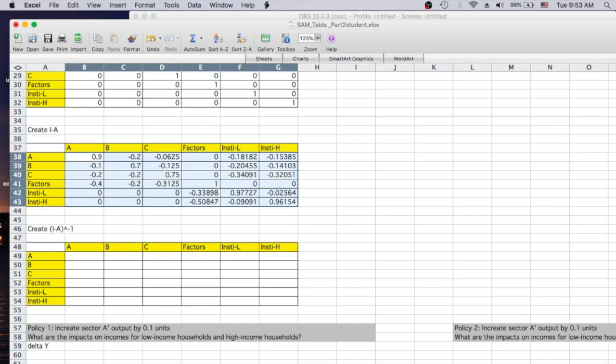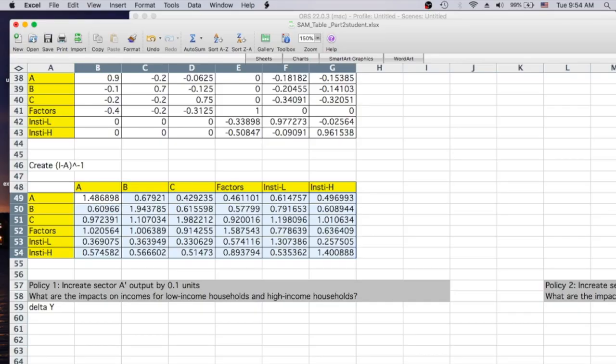If you finish the I minus A, the value should look like this. Now let's find out the inverse of I minus A. So please pause the video and work on the inverse of I minus A. Again, remember you have to press Control Shift Enter at the same time. Here is the inverse of I minus A. Did you get similar values as I did? All right, so given this one here, we'll call it a multiplier.